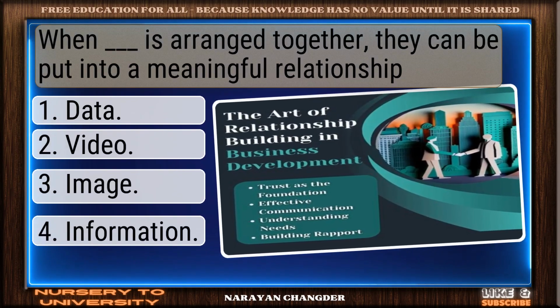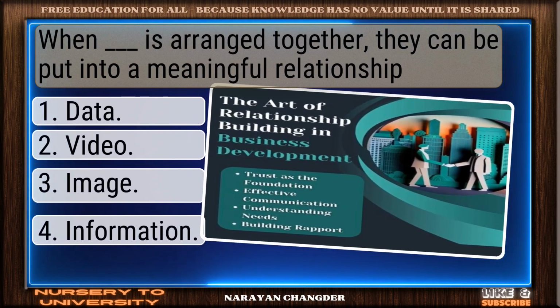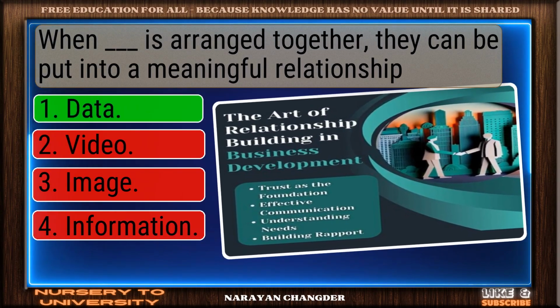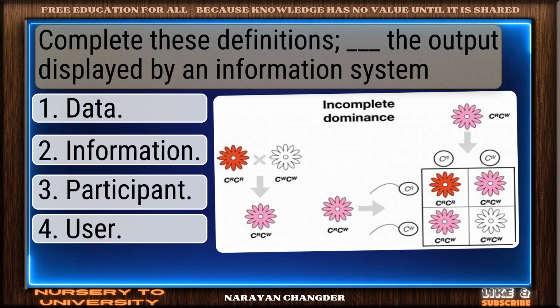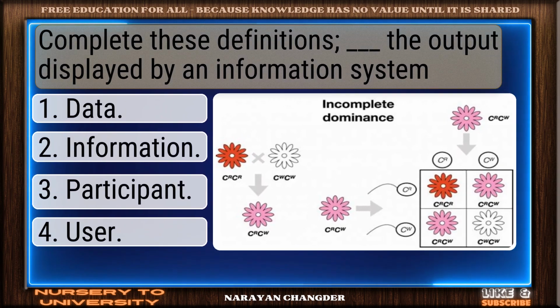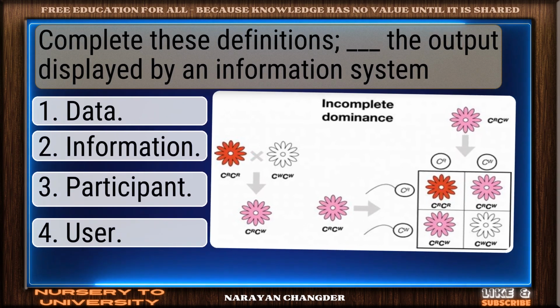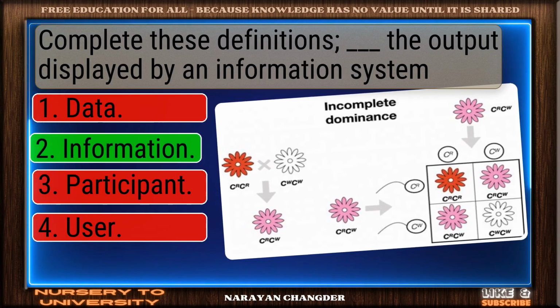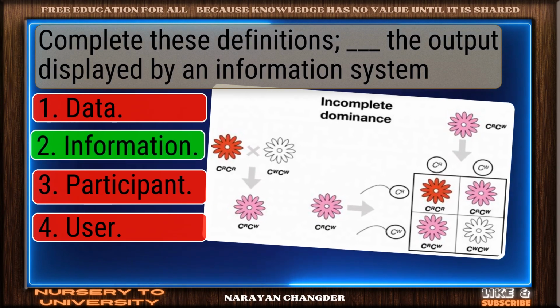When ... is arranged together, they can be put into a meaningful relationship. Solid response. Data is valid. Complete these definitions: ... the output displayed by an information system. Great thinking. Information is right.